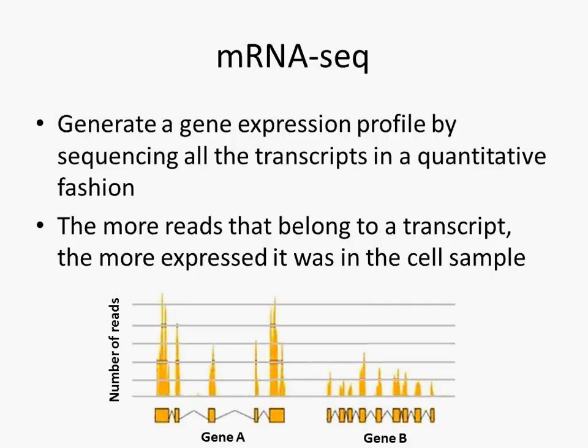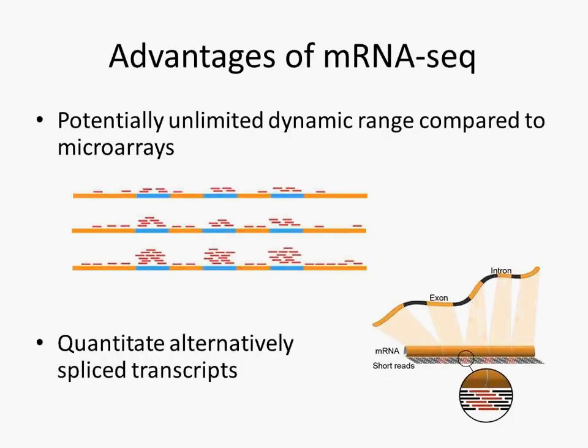mRNA-seq is meant to generate gene expression profiles by sequencing all the transcripts in a quantitative fashion. Quantitative fashion means that the more reads that belong to a transcript, the more expressed it was in the cell sample. In the example here, gene A and gene B each have a different number of reads that align in front of their exon, and you can see qualitatively that gene A is a lot more expressed than gene B in this experiment. This is what I mean by quantitative fashion.